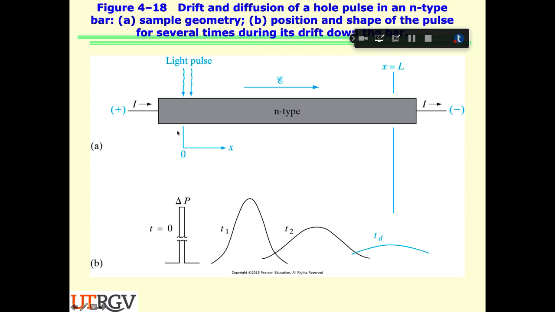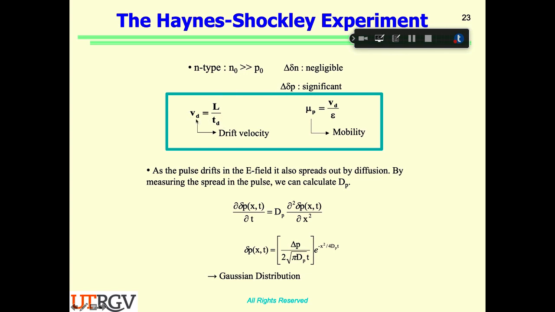We take this as x equal to 0, and here n naught was much higher than p naught, because it's n type. But at t equal to 0, when the light pulse strikes the bar, the electron change was small, but the hole concentration change was significant. Once that happened, the excess holes started drifting to the right hand side, and they reached x equal to L after some time. Now the holes are monitored at this point x equal to L, and the drift time, which we write as Td, is used to find the drift velocity Vd. From this we can find mu p, which is Vd over the electric field.